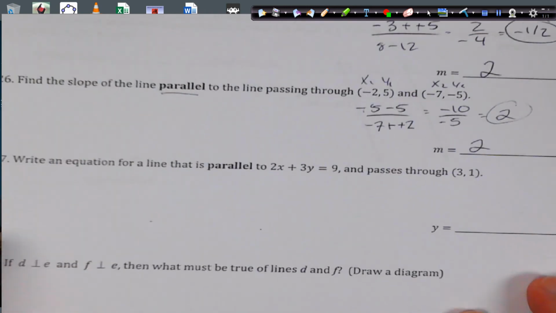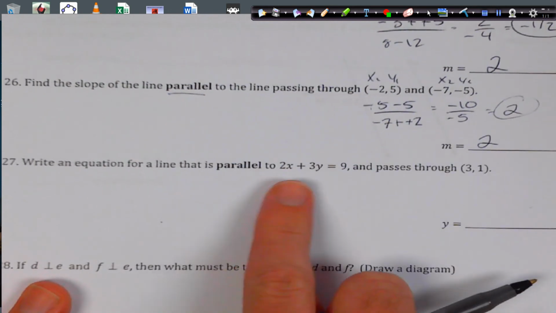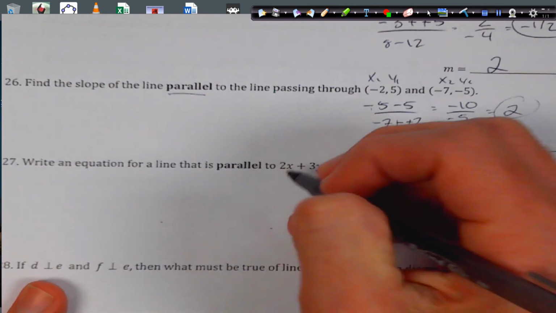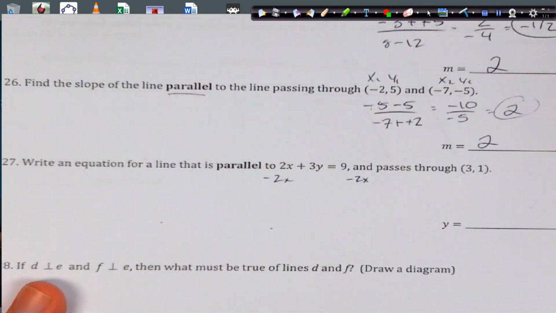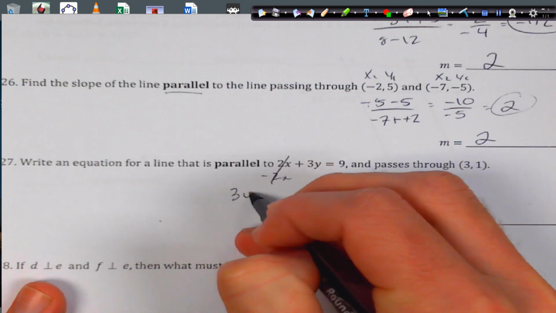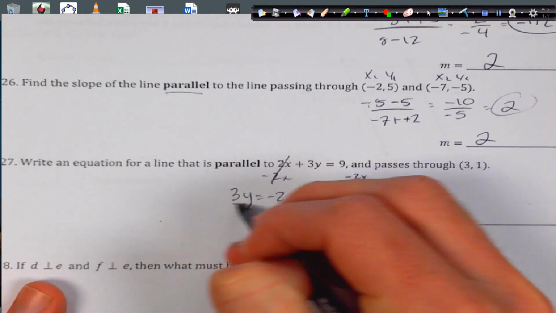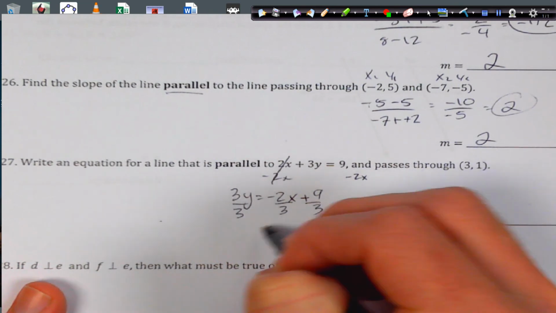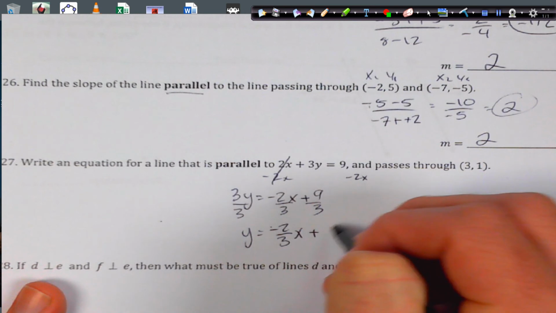Write an equation for a line that is parallel and passes through this point. So first things first, I've got to find the slope of this line. To do that, we need to solve for y. So I'm going to subtract the 2x from both sides. That will cancel that out. So I get 3y equals negative 2x plus 9. And then divide everything by 3. We get y equals negative 2/3 x plus 3.